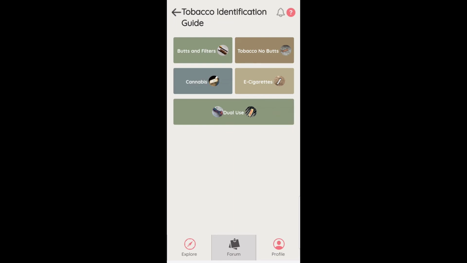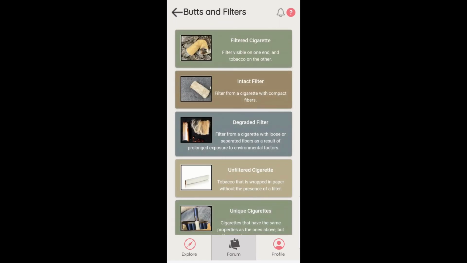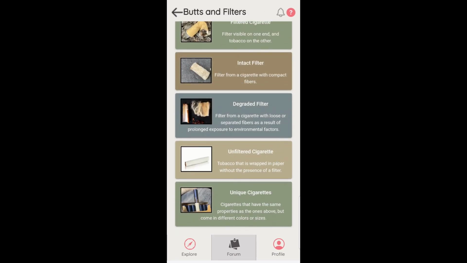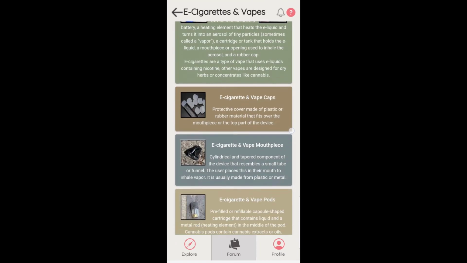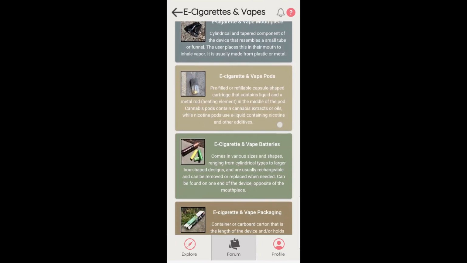So, just as an example, under butts and filters, you can explore the different stages of cigarette butts you might encounter in the environment, such as intact or degraded filters that resemble a cotton round. There's also information on the different types of e-cigarettes and vapes, detailing the different parts of vapes that you may encounter as well.